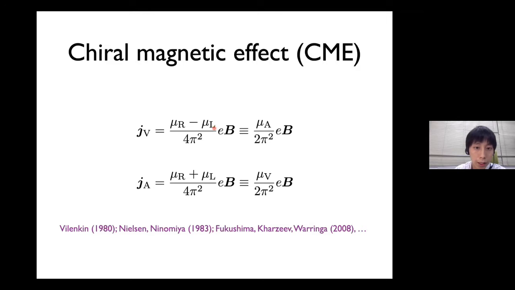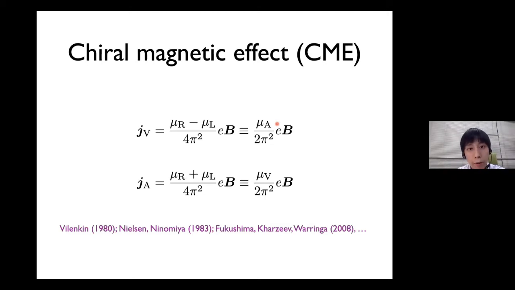Alternatively, there can be an axial current at finite vector-like chemical potential in the presence of the magnetic field. And this is called the chiral separation effect, because this current expresses the separation of chiral charge. But you notice that this transport coefficient, 1 over 2 pi squared, in the chiral magnetic effect or chiral separation effect is the same constant that appears in the coefficient of the chiral anomaly. And actually, these transport phenomena are topologically quantized, as I will show you later.